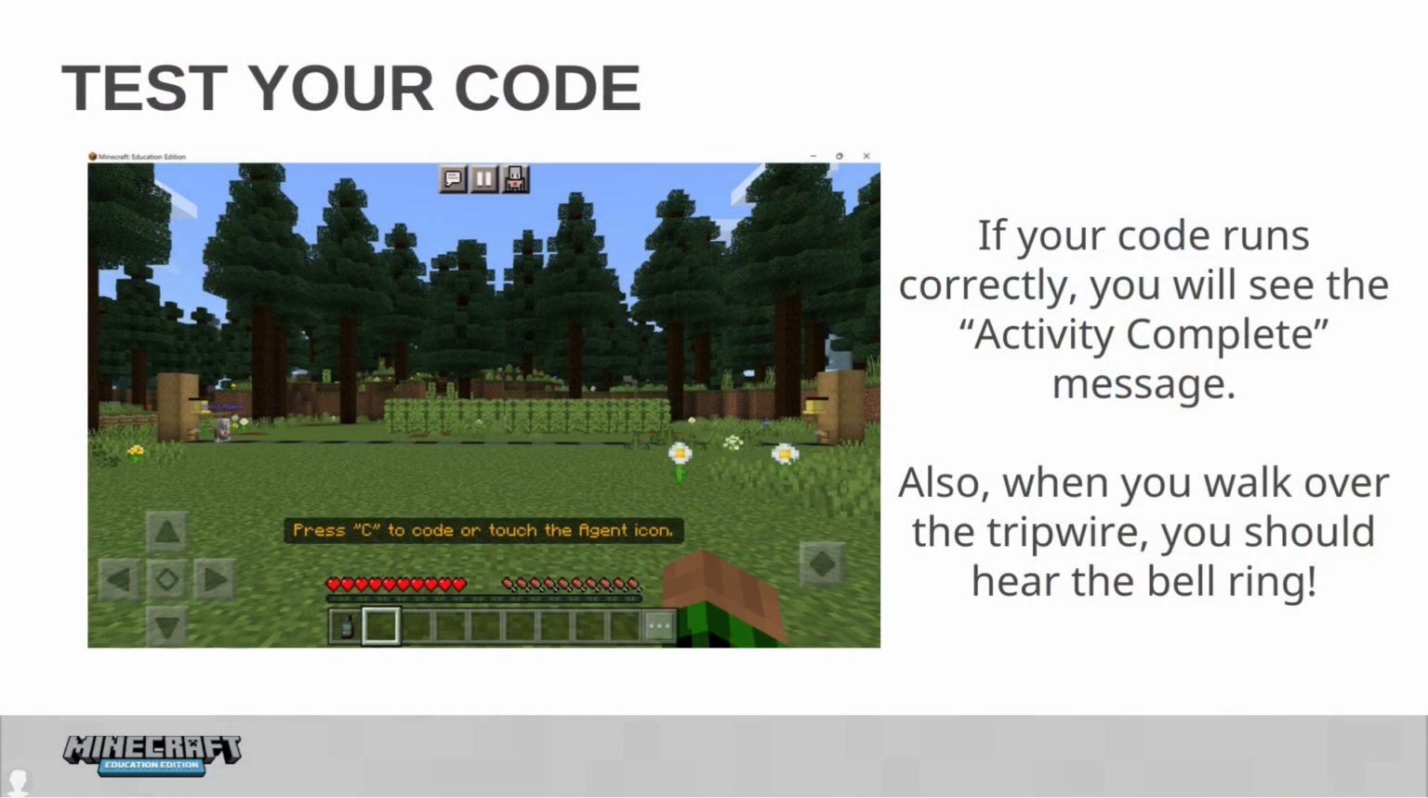And of course, once we go to get our code correct, we'll see that activity complete sign. By the way, when you walk over that tripwire, you should hear the bell ring.